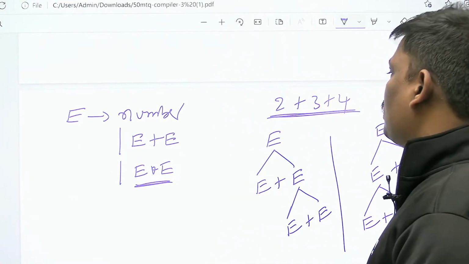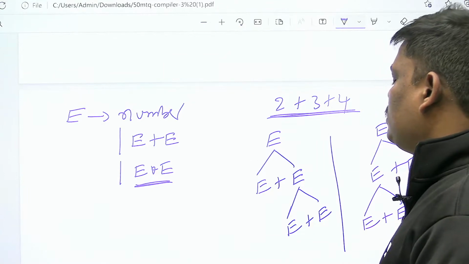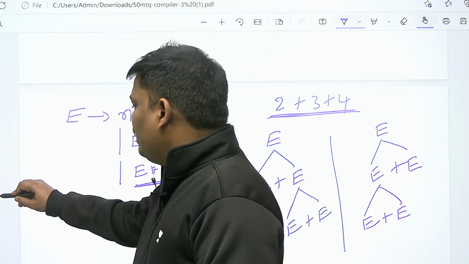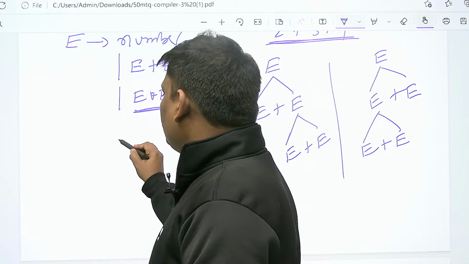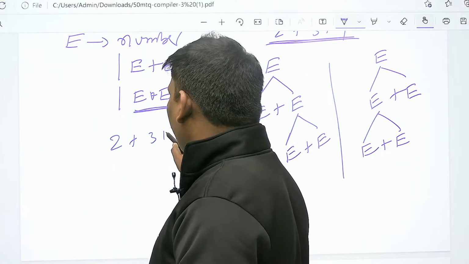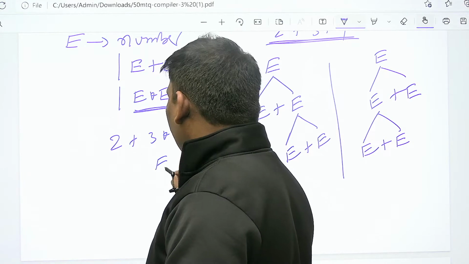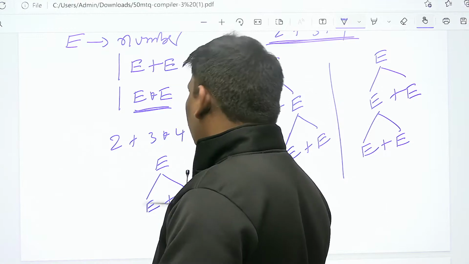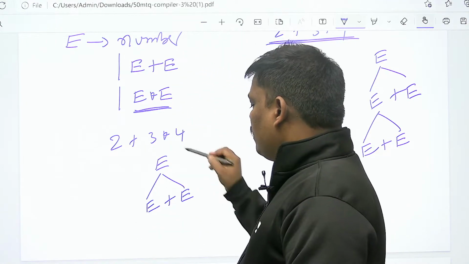Combination of plus and star also a problem, so multiple parse trees are possible. Some people are asking, sir, how is the combination of plus and multiplication a problem? You can see this. I want to generate 2 plus 3 star 4. See this one: E goes to E plus E. I took the plus first, afterwards star.